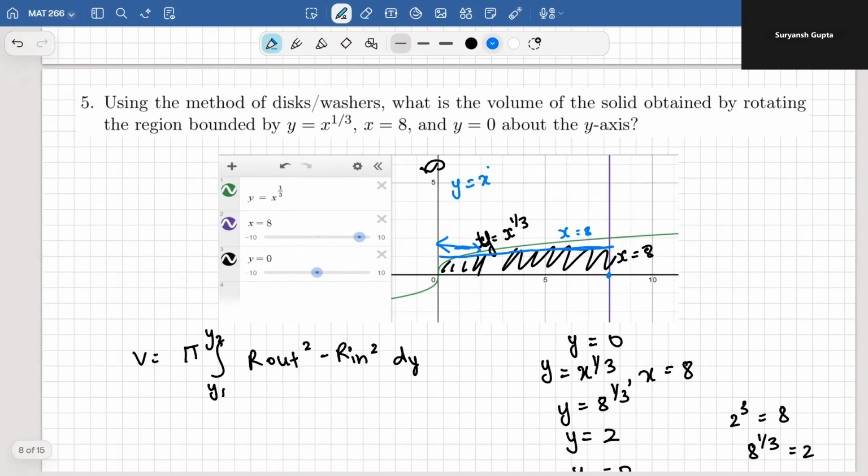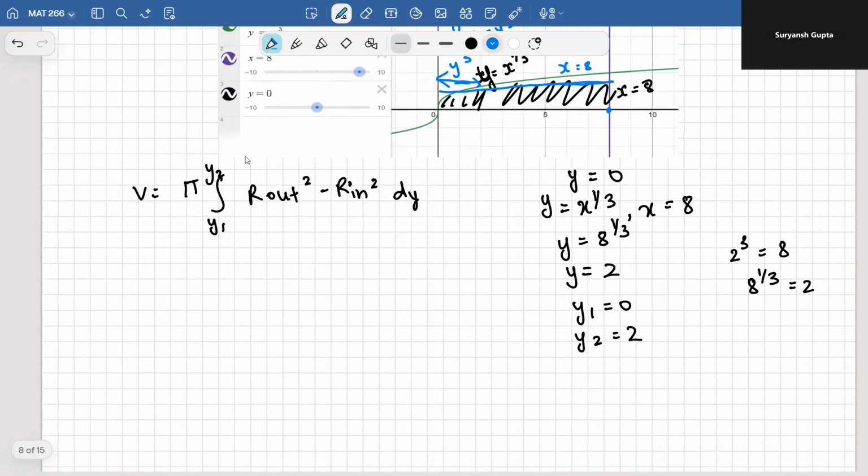We know y is equal to x to the power 1 by 3. So x is equal to y cubed. So this is y cubed. And we know that x is equal to 8, so it's just a constant 8. So just to write it all down, r out is equal to 8 and r in is equal to y cubed.